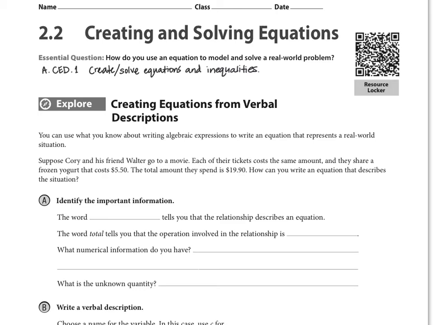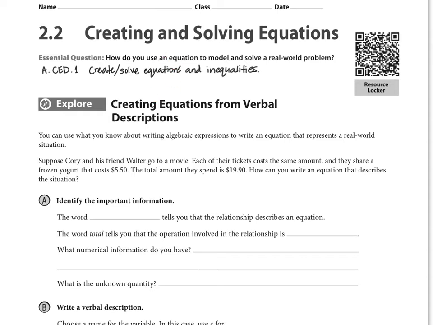Hello, Mr. Bainey here. This lesson is 2.2, Creating and Solving Equations. Our essential skill for this lesson is how do you use an equation to model and solve a real-world problem. And the standard, ACED.1, create and solve equations and inequalities. We're only going to focus on the equations part, of course.